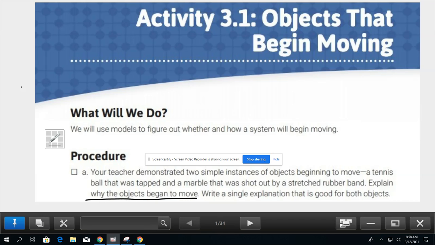Both objects begin to move when, because, and so on. When do both objects begin to move? This is your prediction. This is what you think. This is based off of your observations and your knowledge. Pause the video to write your explanation.